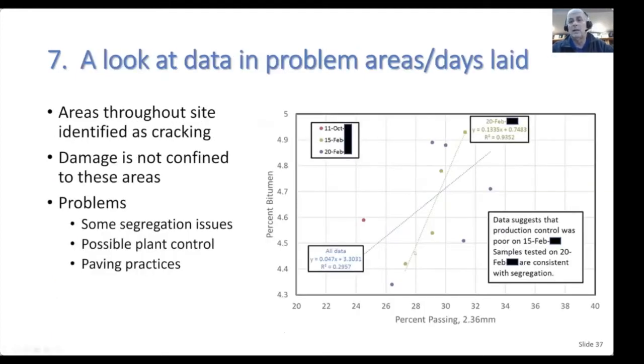We could see that in some cases we had segregation. So if we look at this data here from the 20th of February, looking at the percent passing versus the bitumen, that appears to be associated with segregation. Some of these other days, maybe plant control issues, maybe paving practice resulted in some of those problems.